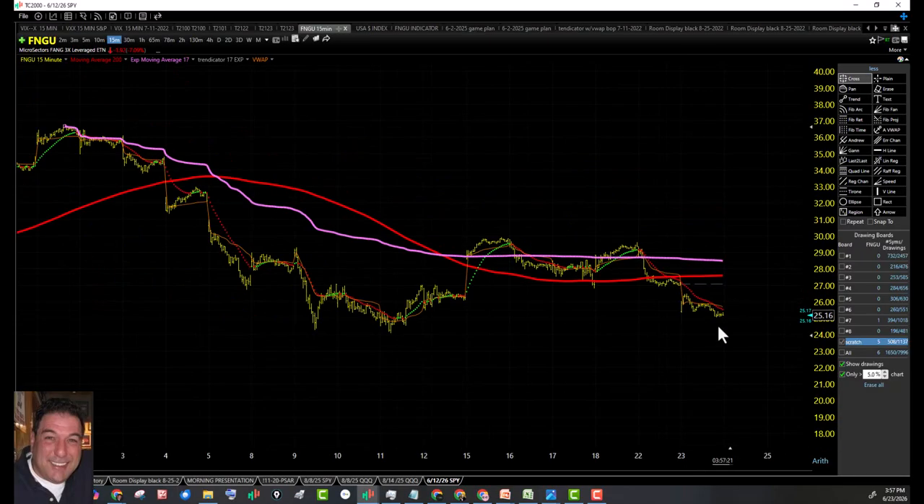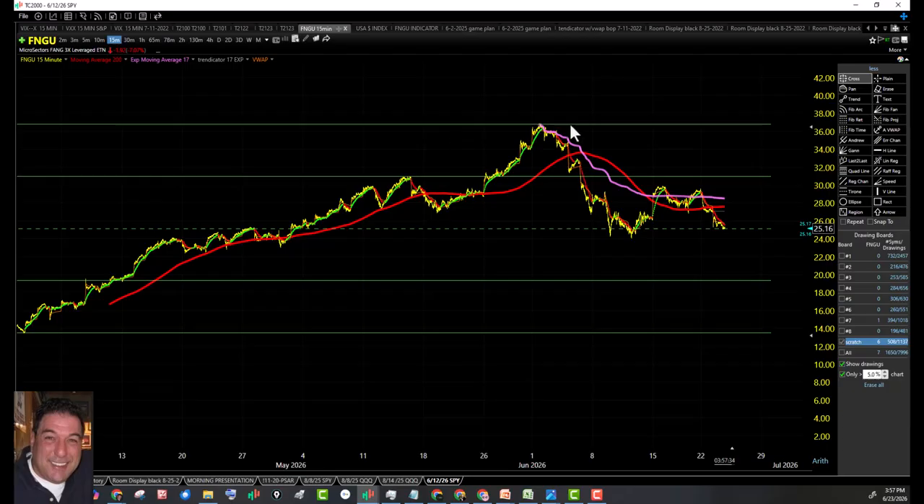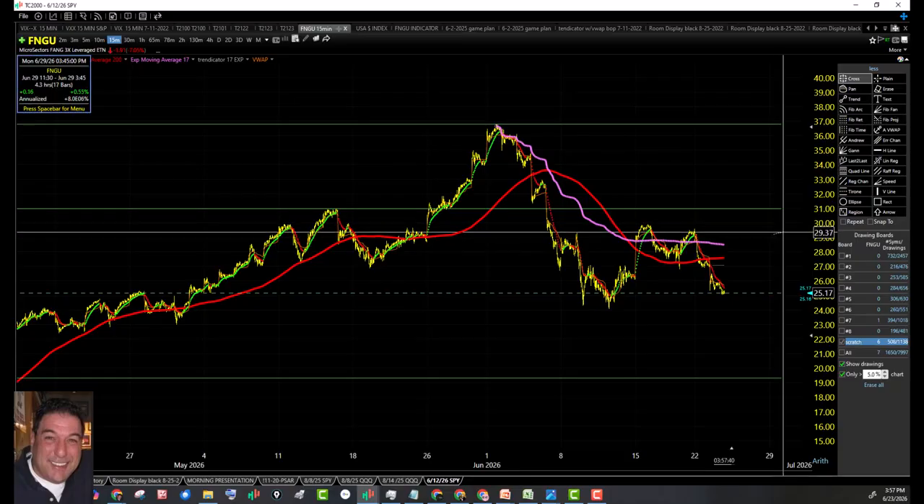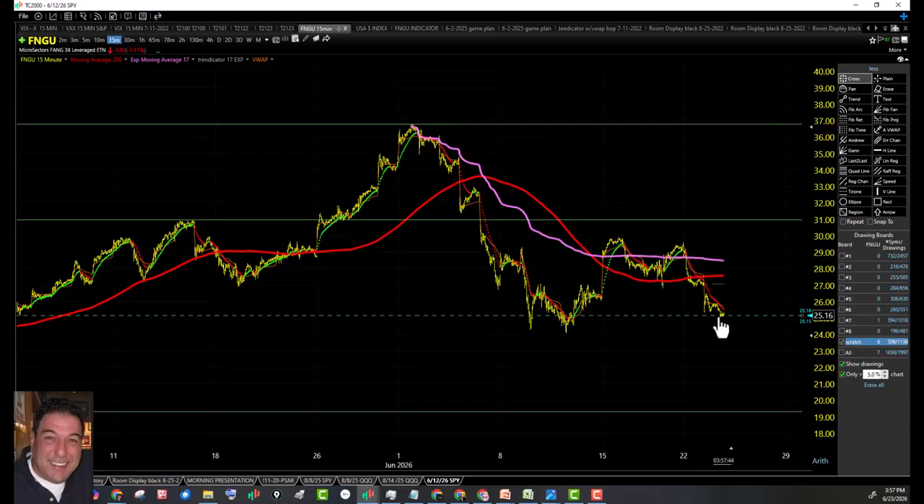FNGU, okay, so let's stick the quad lines on there. Origin of our rally back here in March, the end of March, made a new all-time high up there. There's the new all-time high. That's the all-time high anchored VWAP, that pink line. Well, we're definitely not in the upper third. We're not in the lower third, so we're neutral, and we're still in a downtrend. Neutral and in a downtrend.